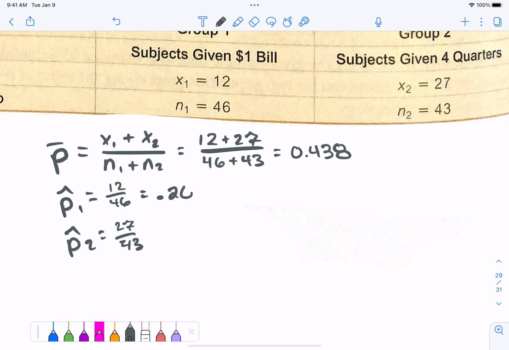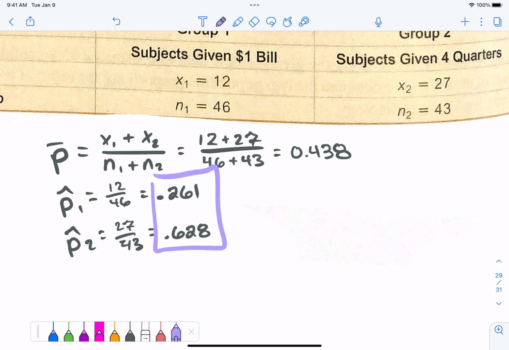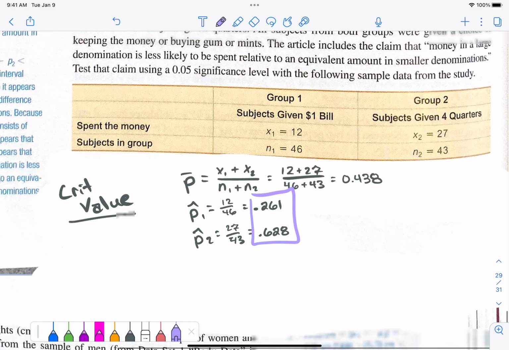0.261, okay? And 27 over 43? 0.628. All right, we're going to hypothesis test these, but look at what we're comparing. It does not equal. Do you think that they're going to be equal? No way. 26 and 62%. I don't think so.